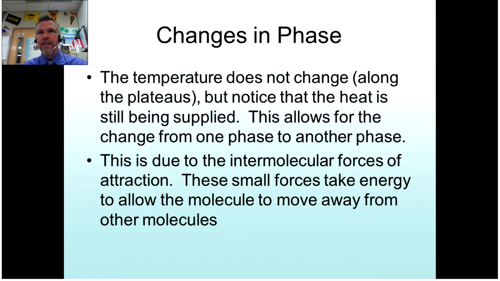And what's actually happening on those plateaus is there are intermolecular forces between the molecules of the compound that hold it in a given phase. And you have to supply enough energy to break those intermolecular forces to move from the solid to the liquid, or the liquid to the gas phase. So that's what is happening on the plateau part of the figure.